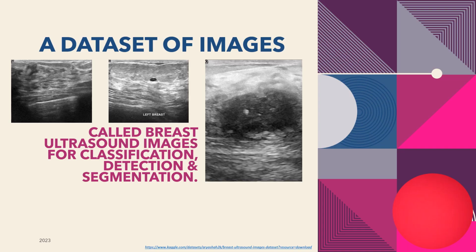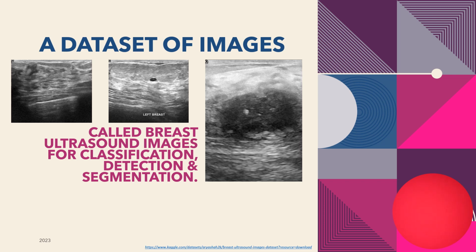A dataset of images. As we can see in this presentation, we have 3 images, and these are images used to recognize breast cancer. It is called breast ultrasound images for classification, detection, and segmentation. I've chosen a dataset of images for this part. The dataset was retrieved from Kaggle.